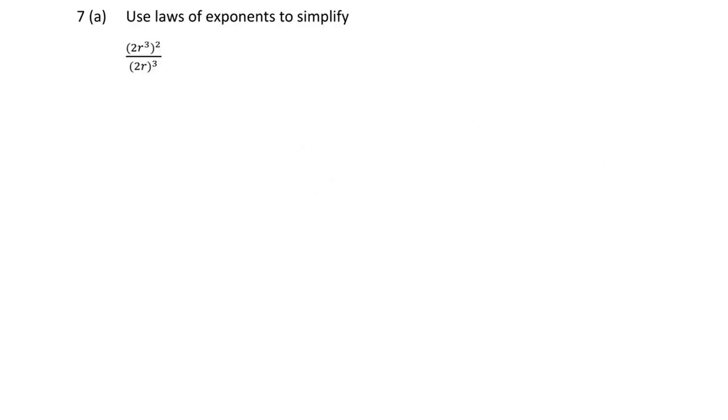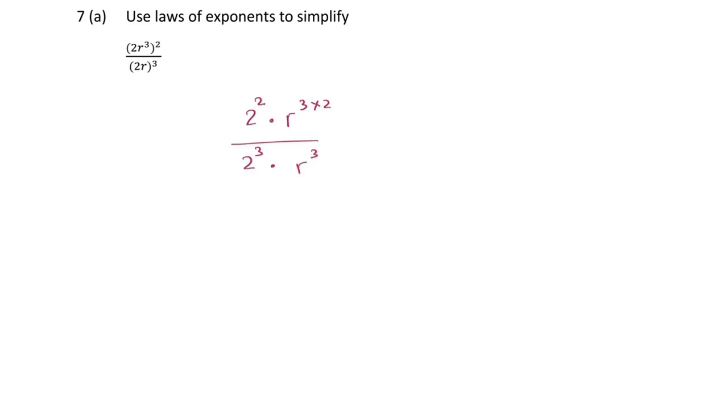Question number 7, part A. Use laws of exponents to simplify the following expression. So we've been given the expression there. Okay, so for this one, first we are going to introduce given exponents for each term in the brackets for both numerator and denominator. Then we are having 2 squared times r power 3 times 2 over 2 power 3 times r power 3.